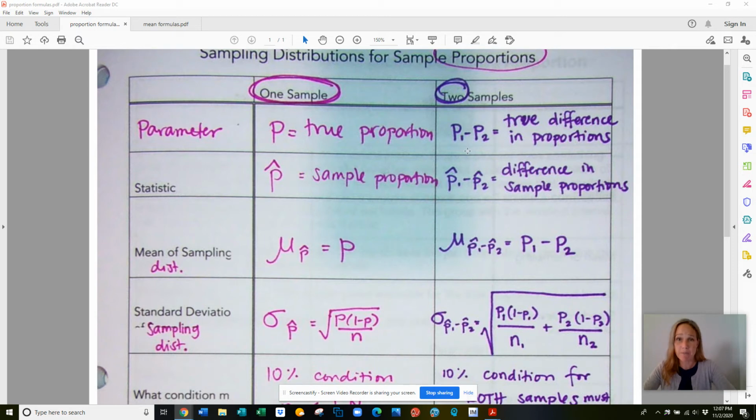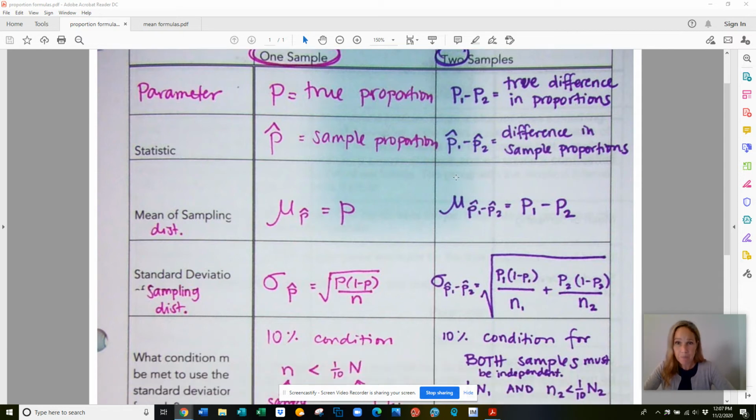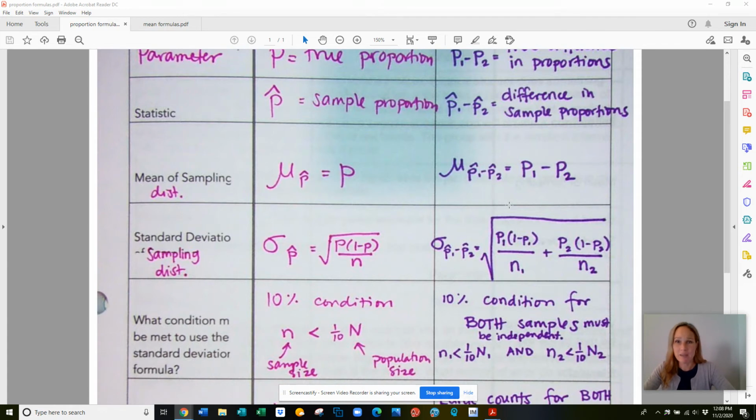So make sure that you look at the problem and see which one's listed first or second when they're asking for that difference there. Then our statistic is going to be p hat 1 minus p hat 2. So that's the difference in sample proportions. Or sometimes it might be p1 hat minus p2 hat, I think is technically the correct way to say that. But the mean of the sampling distributions would be equal to the difference in our population proportions.